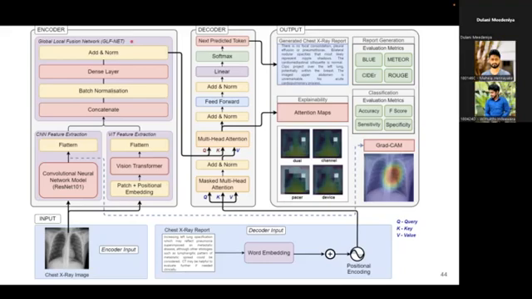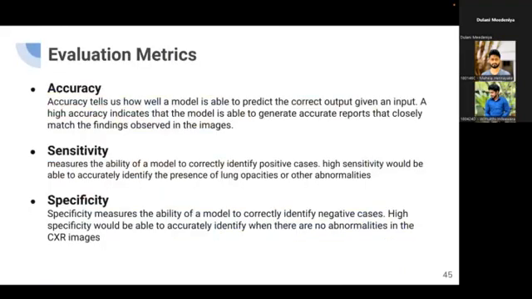Next slide. So these are the evaluation metrics that we have used for our classification task. We have used accuracy, which tells how well our model predicts the correct output, sensitivity, which measures the ability of the model to correctly identify positive cases, and finally, specificity, which measures the ability of the model to correctly identify negative cases.